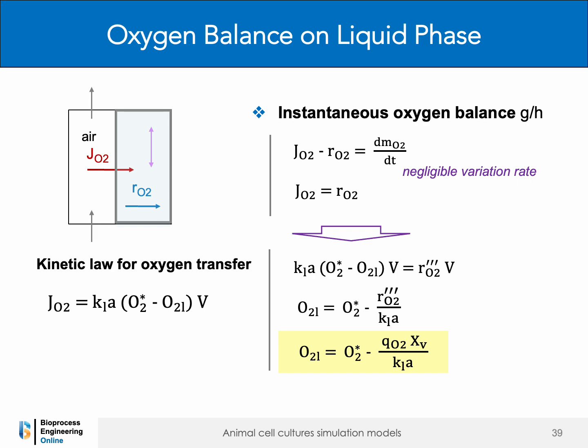This equation clearly shows that the dissolved oxygen concentration decreases as the cellular oxygen demand increases and increases as the oxygen transfer capacity, characterized by the volumetric mass transfer coefficient KLA, becomes larger.